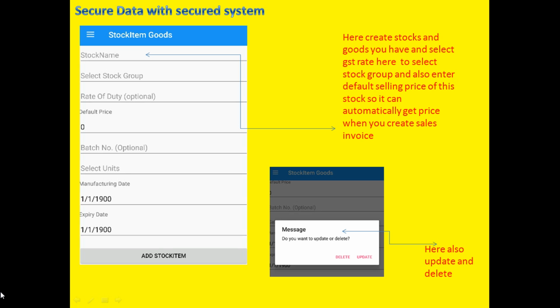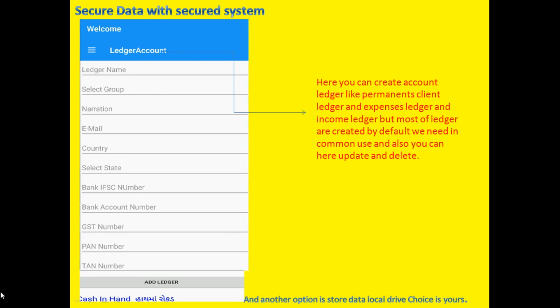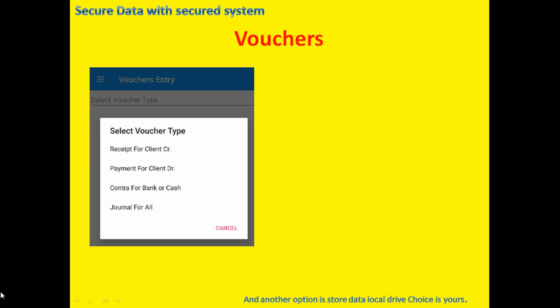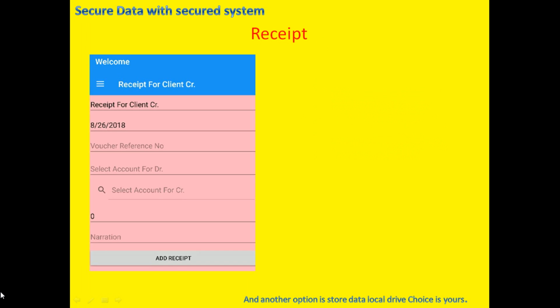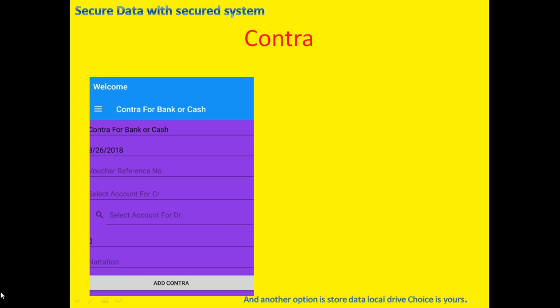Here you can create account ledgers like permanent client ledger, expenses ledger and income ledger, but most ledgers we need for common use are created by default, and you can also update and delete here. Add a maximum of 5 items in a purchase and a maximum of 10 items in a sales invoice. When you make an invoice, press the button and the invoice will be complete.